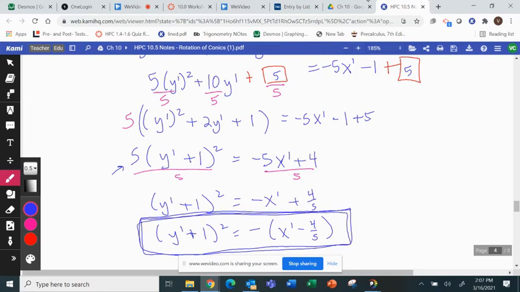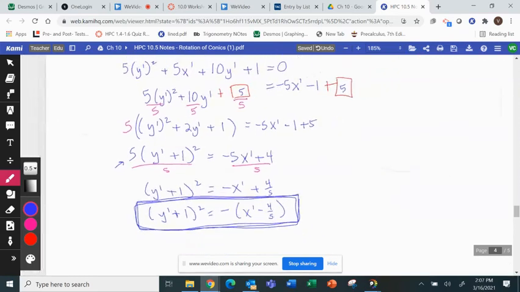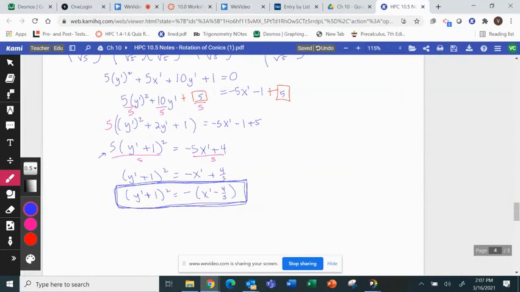But it said to sketch it, so we're not done yet. What information should we get from this in the x prime, y prime plane? The vertex. So the vertex is going to be 4/5, negative 1.